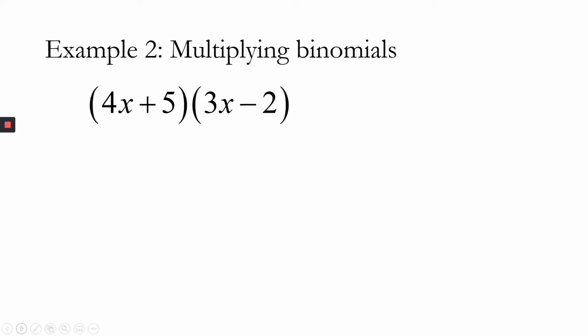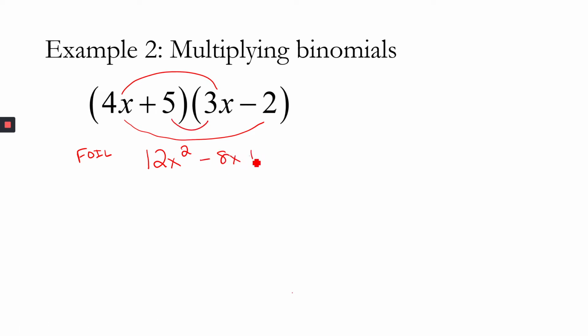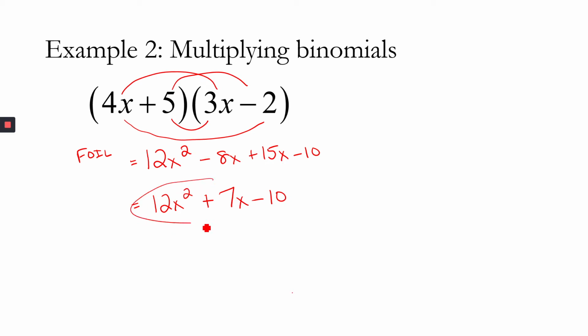When we multiply polynomials, there's a couple different ways to do this. First, we can talk about FOIL. FOIL just stands for first, outside, inside, last. So first means we're going to multiply the 4x times the 3x, 12x squared. Outside means the things far away from each other. That's minus 8x. Inside means the things closest to each other. And then last, those are the last pieces of each binomial. Now I do need to combine the like terms. And there's the answer for that one.